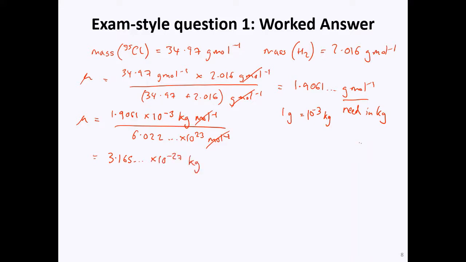Okay, so an important thing to note about this is that 10 to the minus 27, 10 to the minus 26, these are values that are pretty common for that reduced mass. So if you get that sort of value, then you've done your calculation right. And so that's the first step.